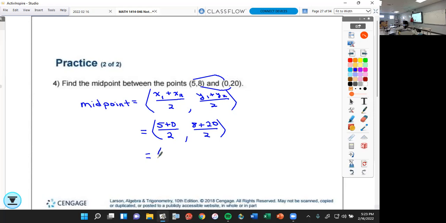5 plus 0 is 5. So I have 5 divided by 2, and that doesn't work out evenly. So I'm going to write it as 5 halves. 2.5 is acceptable. Comma, 8 plus 20 is 28. 28 divided by 2 would be 14.